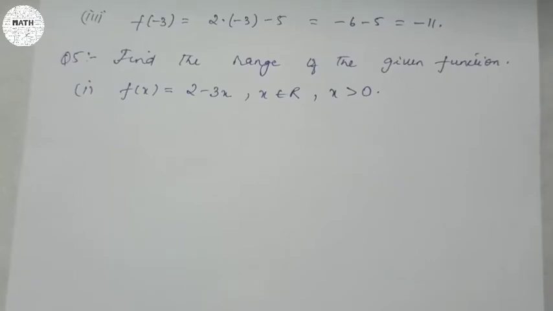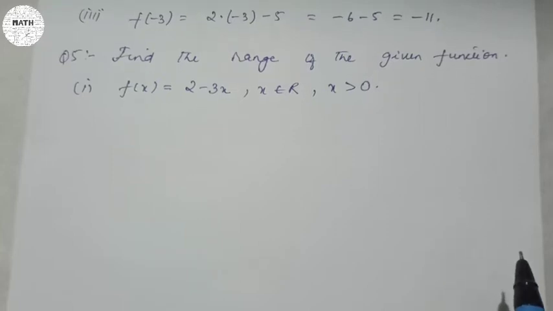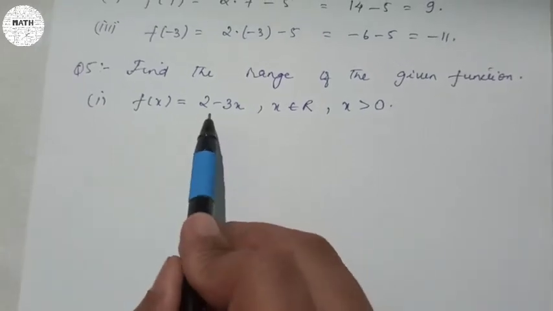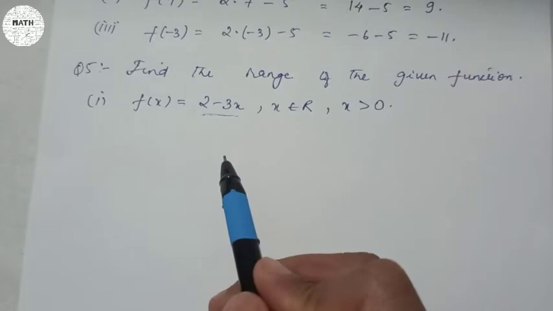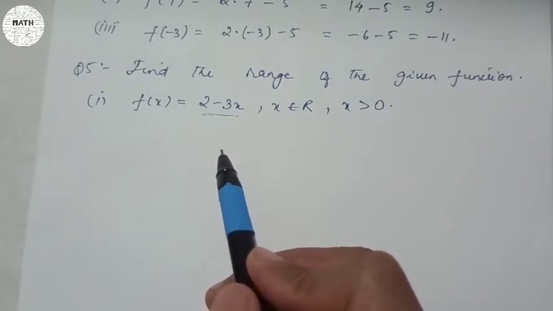Okay, question number 5 is given that find the range of the given function. So number 1 is given to be f of x is equal to 2 minus 3x, x belongs to R, x is greater than 0. Okay, now over here, the question didn't ask about the domain. The question says find the range. Range means this is the one. Yes or no? So let me try to do it in a different manner.